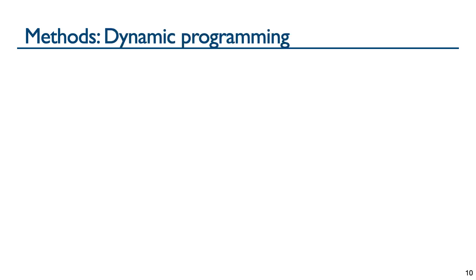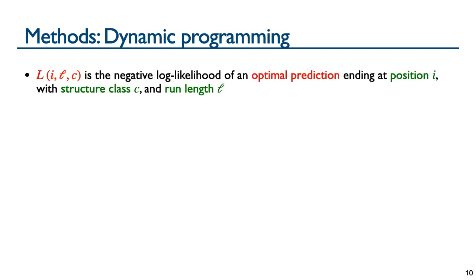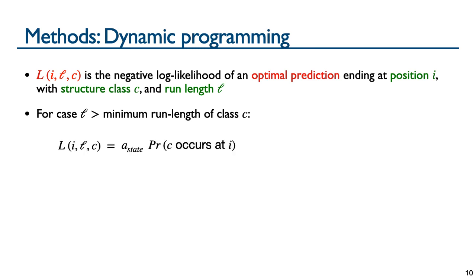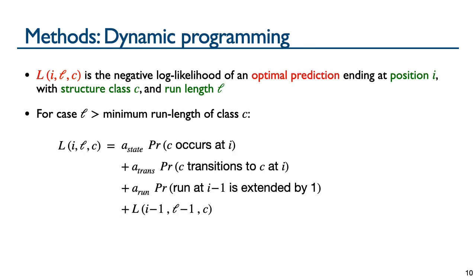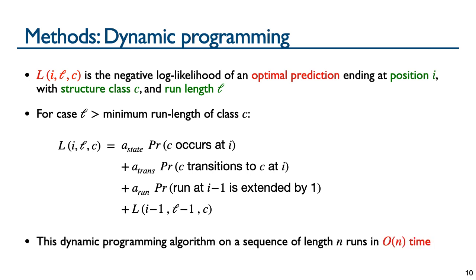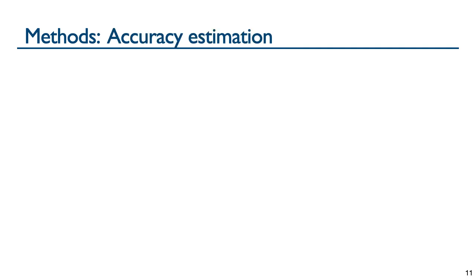The dynamic programming algorithm computes a quantity L(i,l,c), which is the negative log likelihood of an optimal prediction ending at position i with structure class c and run length l. Below, we give one of 3 cases, the general case of l greater than minimum run length of class c. Here, L(i,l,c) is a sum of state, transition, and run length probabilities, and the negative log likelihood of an optimal prediction at the previous position. Given a sequence of length n, the dynamic programming algorithm runs in linear time.